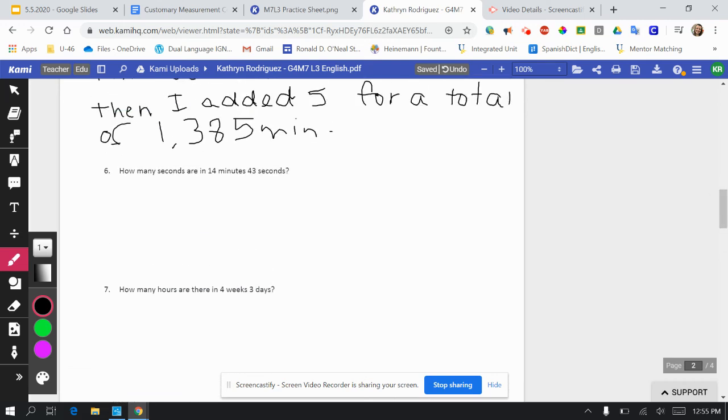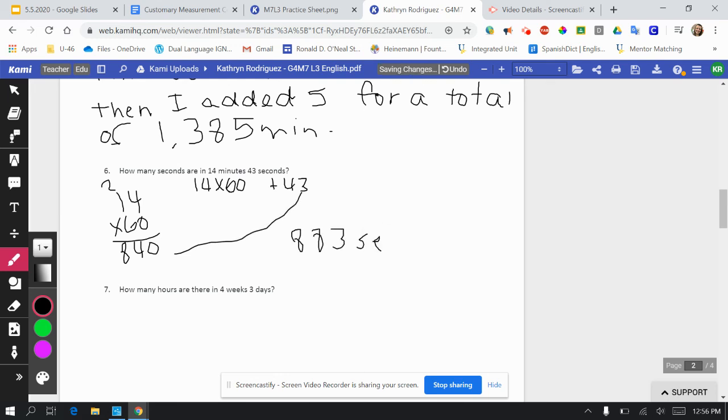All right. Moving on down to number 6 and 7. How many seconds are in 14 minutes, 43 seconds? So first thing I need is 14 times 60. Then I will need to add 43. Go ahead and do that over here. Got my placeholder, and then 6 times 4 is 24. 6 times 1 is 6, plus 2 is 8. Can't forget to add then the 43 for a total of 883 seconds.